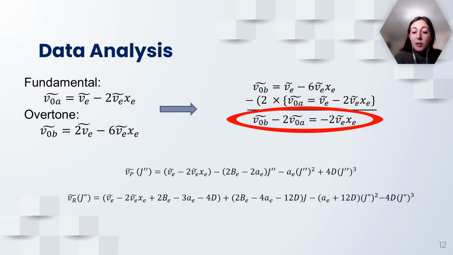Again, the polynomial regression coefficients were then used in these energy equations shown below for the P and the R branches to solve for these molecular constants.